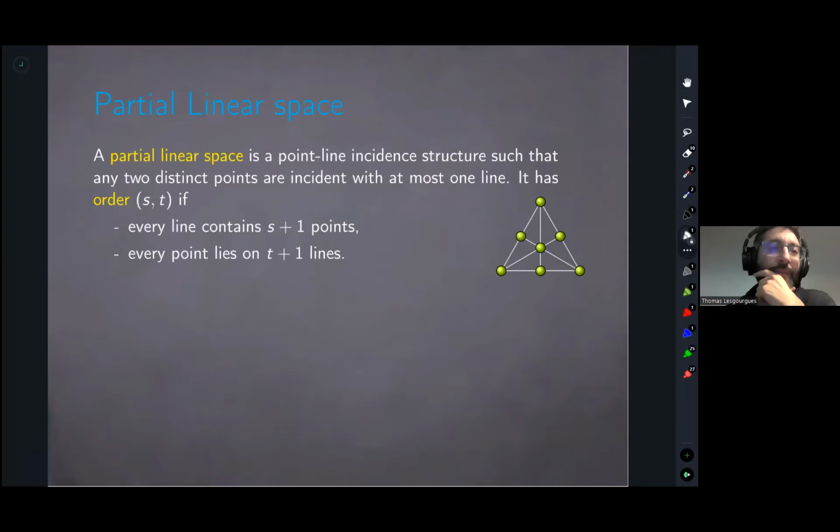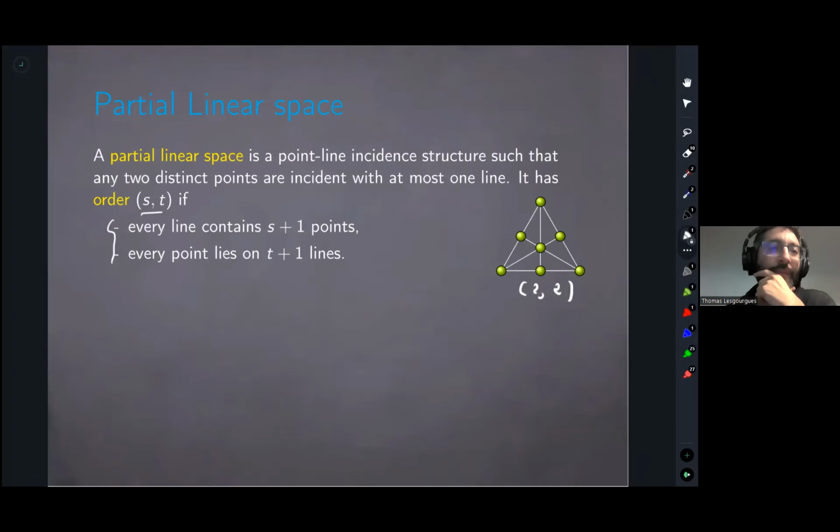And we are going to look at partial linear spaces, which are just point-line incidences, so just points and lines, where between two points you have at most one line. And we want them to have a specific order, which means that every line contains s+1 points, and every point lies on t+1 lines. So that's, for instance, the Fano plane of order 2. It's a very classical example.